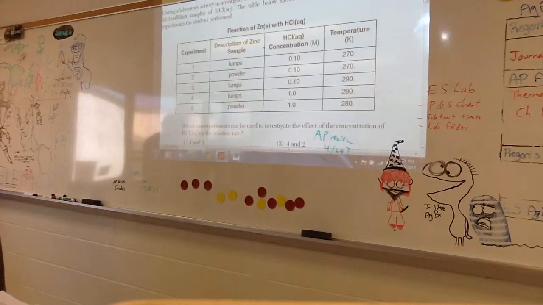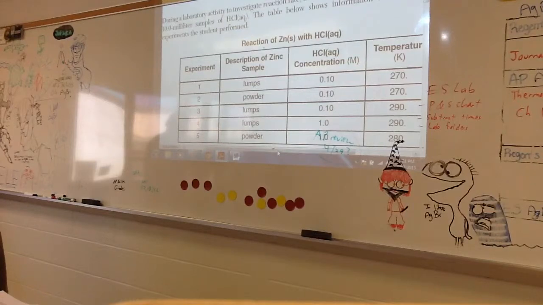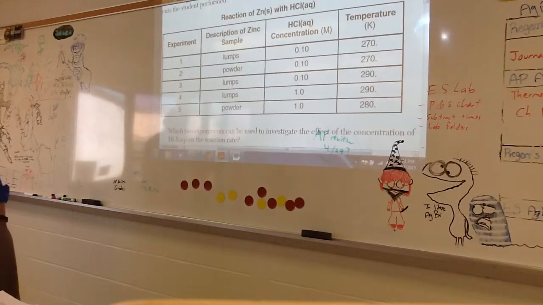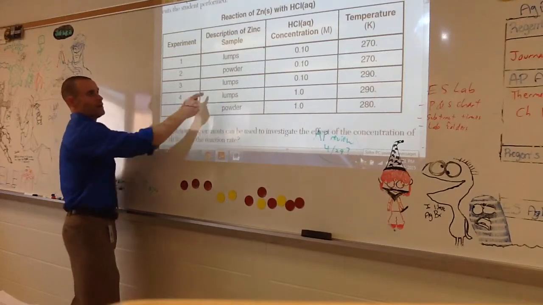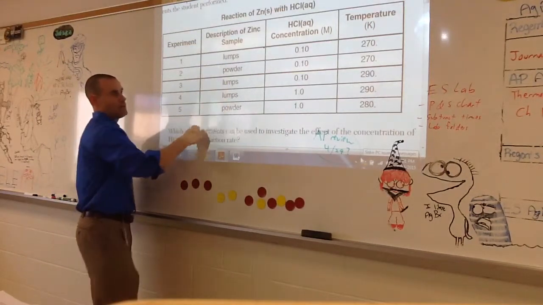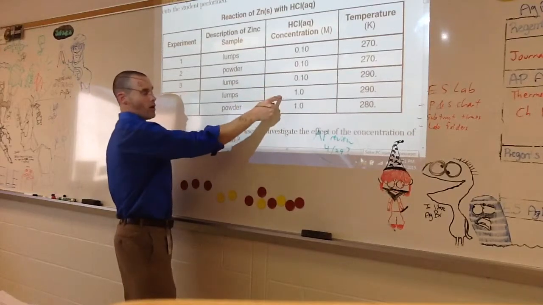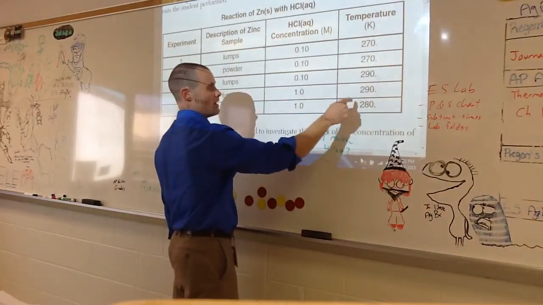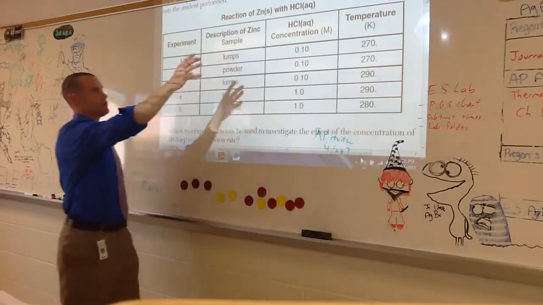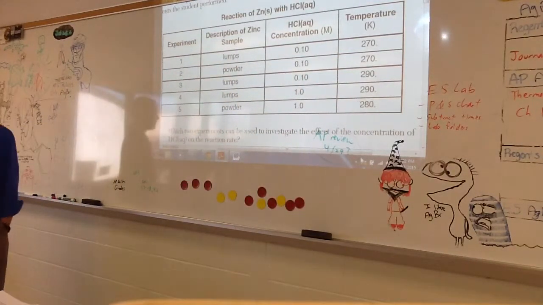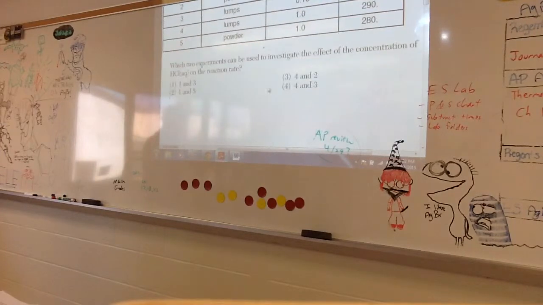So it says the table below shows information about the variables in the 5 experiments. So I can zoom in a little bit on the chart. So here's your chart. Okay, you got experiment 1, 2, 3, 4, 5. You got lumps and powder, lumps, powder. 0.1, 0.1, 0.1, 1 and 1, and then 270, 290, 290, 280. So you got temperature, concentration, zinc, and then experiment 1, 2, 3, 4, 5. Here's the question. Which 2 experiments can be used to investigate the effect of the concentration of the HCl on the reaction rate?